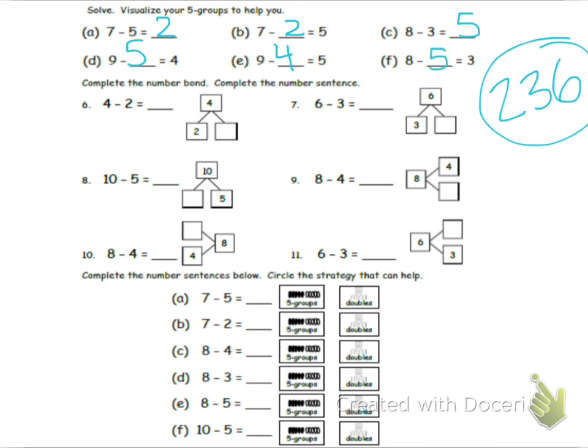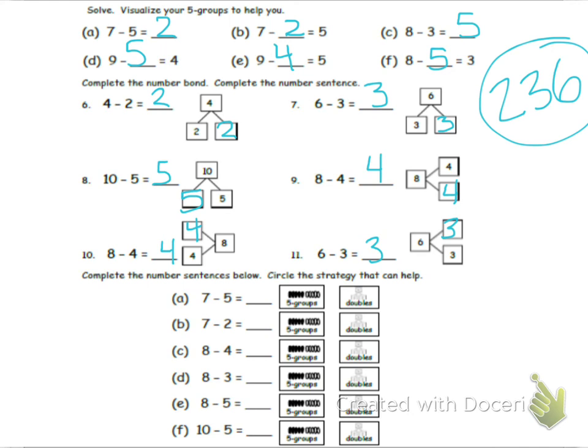Now this next part you had to just complete the number bond. 4 and the number 6. So 4 minus 2 equals 2. 7 minus 3 equals 3. Ooh, these are both doubles. 10 minus 5 equals 5. Up, another double. 8 minus 4 equals 4. Another one. Again, 8 minus 4 equals 4. These must all be doubles. 6 minus 3 equals 3. Again, all must be doubles.